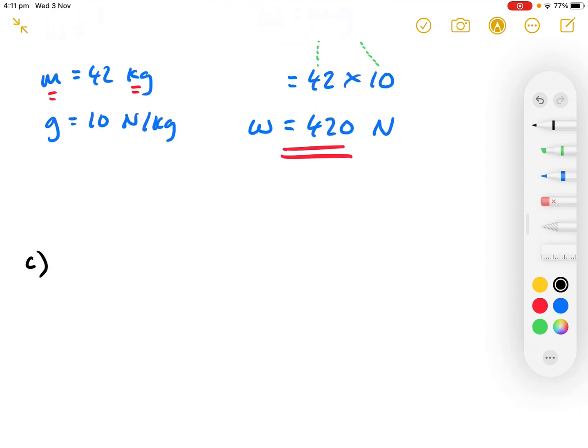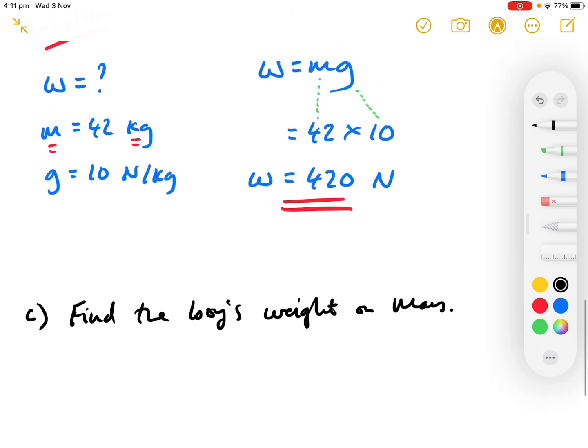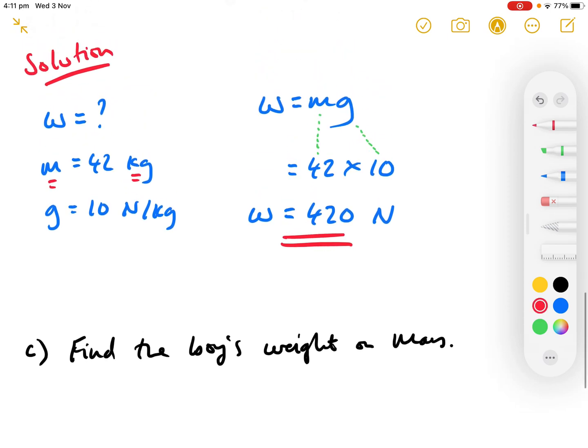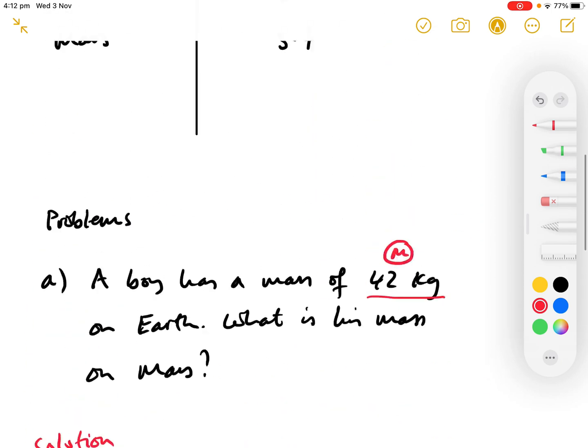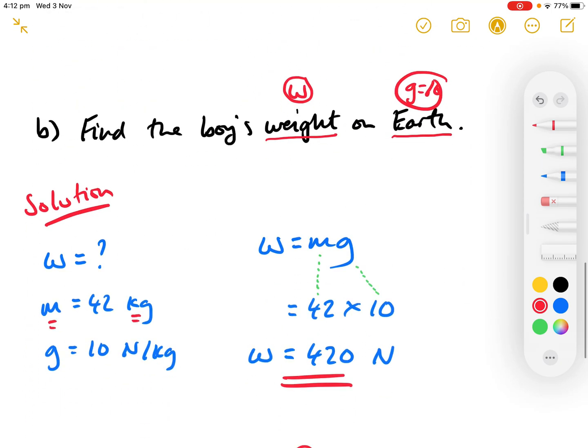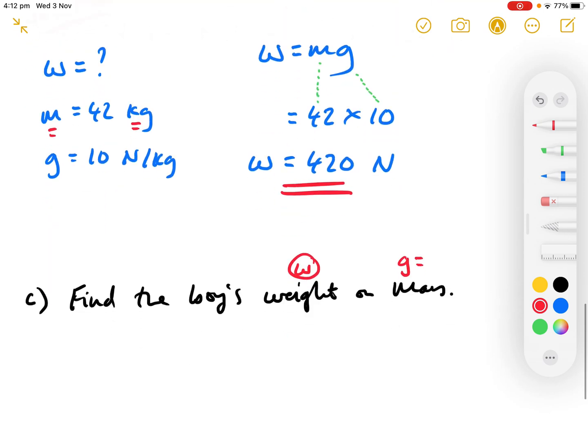Part C, find the boy's weight on Mars. So imagine he goes to Mars. What would his weight there be? Well, again, that's the W we're after. On Mars, we need to look up the g from our table. You don't need to memorize it. It's 3.7 newtons per kilogram on Mars.